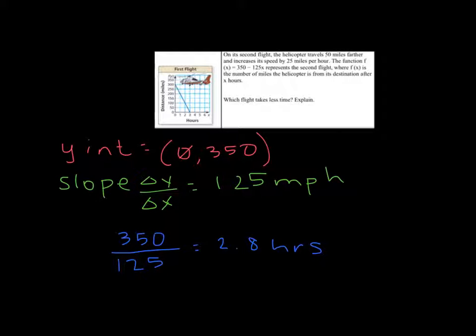So why does it take less time? Even though I'm traveling a little bit further, my rate is going faster. So that's why it's going to take just a little bit less time. My rate of change was faster on this second graph, even though it accounted for that extra distance that we had to travel.